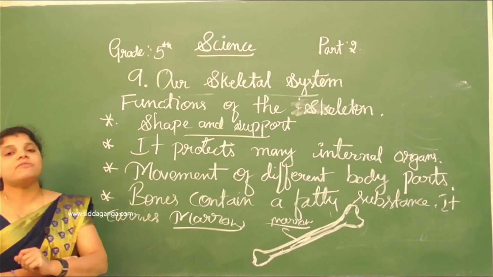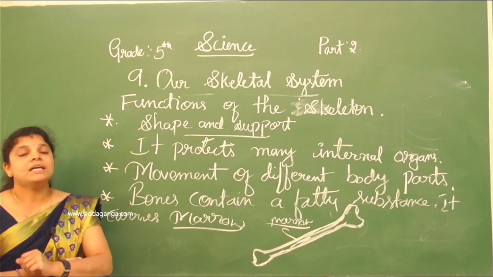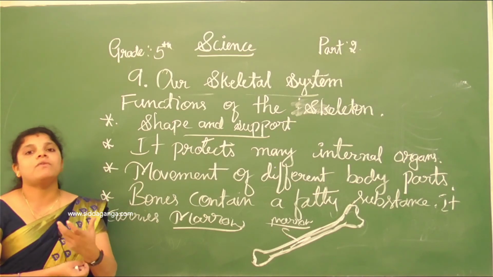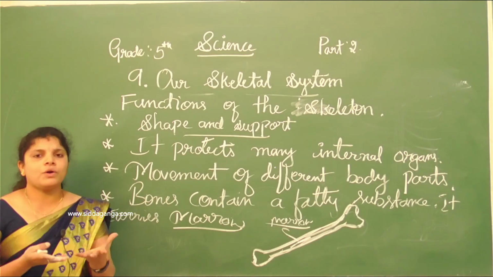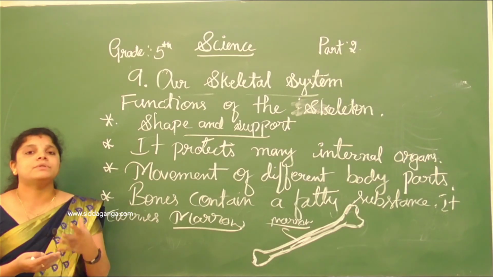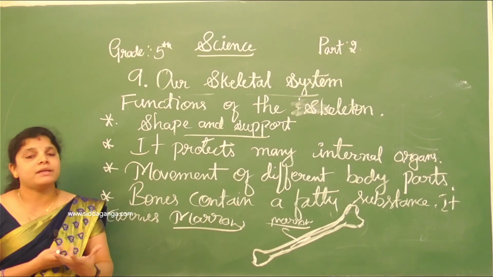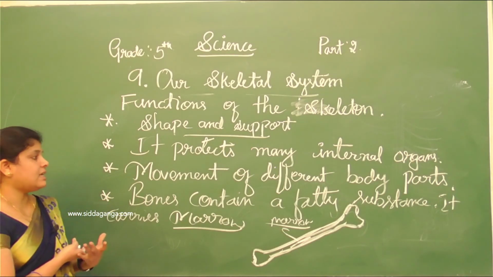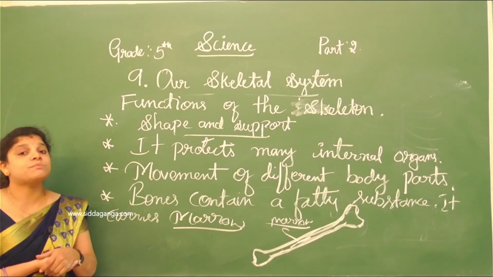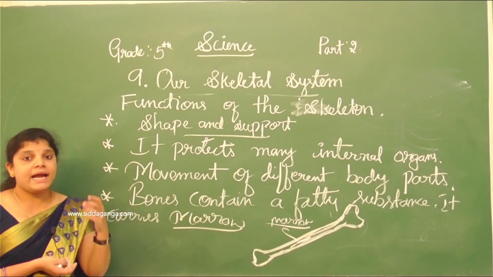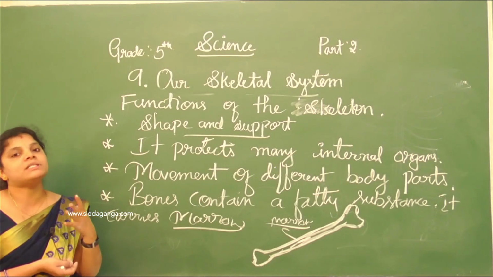Okay, next are the functions of the skeleton system. When we see the functions of the skeleton system, it gives shape and support to our body. It also protects many internal organs, for example the lungs, heart, brain and also the spinal cord. Next, our skeleton helps in the movement of body parts, especially the hands and head.